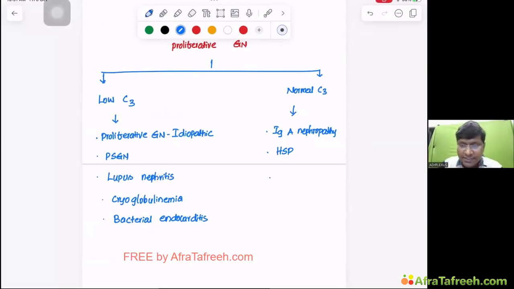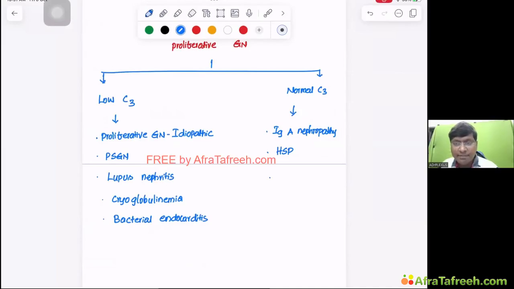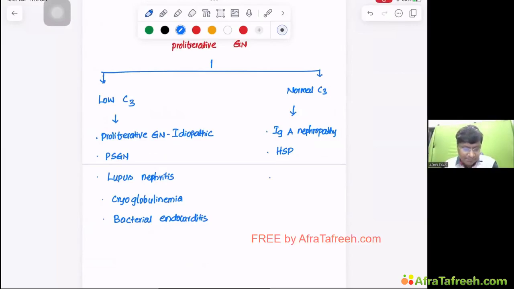So what all we have revised now? We have revised the minimal change disease. Then you take the focal segmental glomerulosclerosis. I said it is mainly damage to the podocytes. And we have two forms, primary and as well as the secondary.